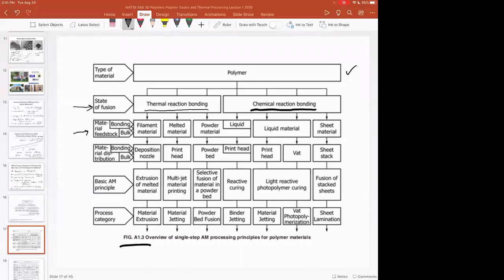We have melted material, and so sometimes we'll have a vat of molten polymer that we use. We can have polymer powder or polymer pellets, and we can also have polymer liquids that we use for chemical reaction bonding. And finally, we can have polymer sheets. So this is a unique one because this is going to be used in sheet lamination. And so we're not going to talk about sheet lamination a lot. It's an interesting curiosity. We're going to talk about one or two examples for composite.